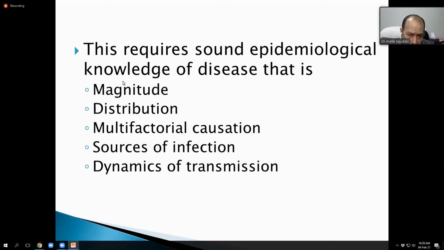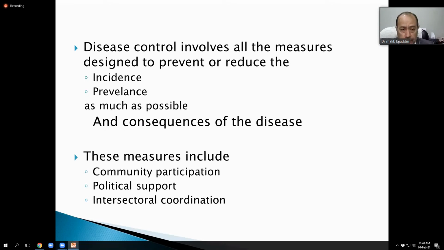So in all these things, magnitude, distribution, multifactorial causation, sources of infection, dynamics of transmission, we are discussing the epidemiology of the disease. In brief, the 3 Ds: determinants, distribution, and dynamics. If someone, for any disease, not for typhoid only, for malaria or other febrile illnesses, has detailed and in-depth knowledge of the epidemiology of that disease, he may be able to control the disease. He may be able to target the weakest link amongst the chain of transmission and prevent that.